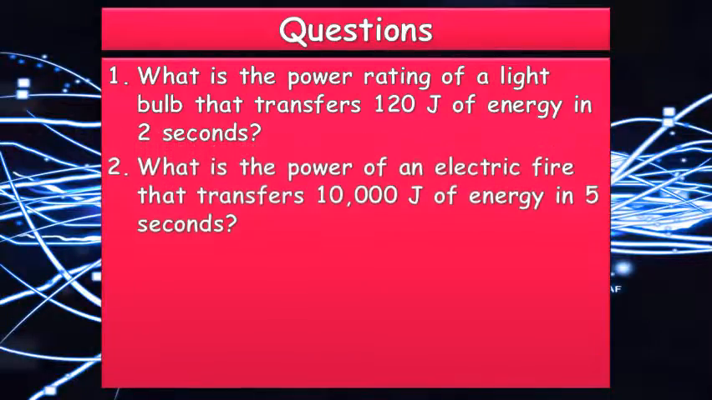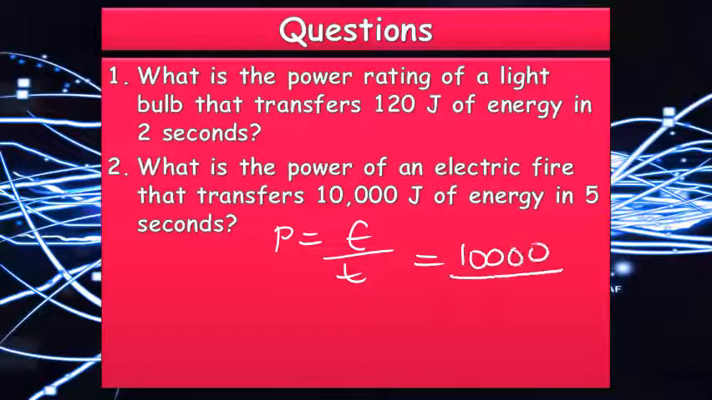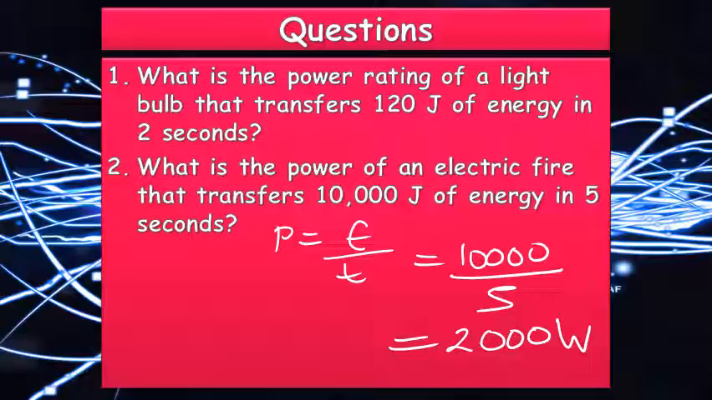Next question. What is the power of an electric fire, or I guess you could call it an electric heater, that transfers 10,000 joules of energy in 5 seconds? Again, power equals energy divided by time, which equals 10,000 divided by 5, which equals 2,000 watts. This was pretty expected for an electric heater.